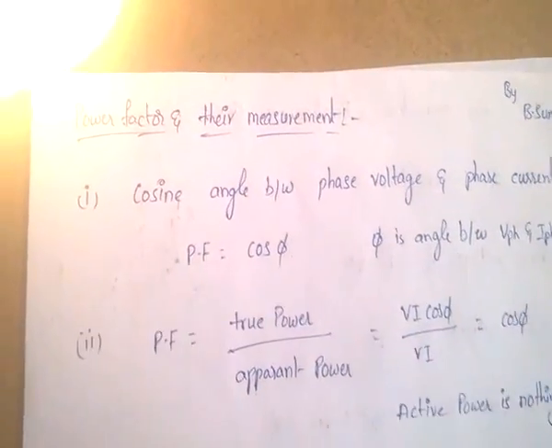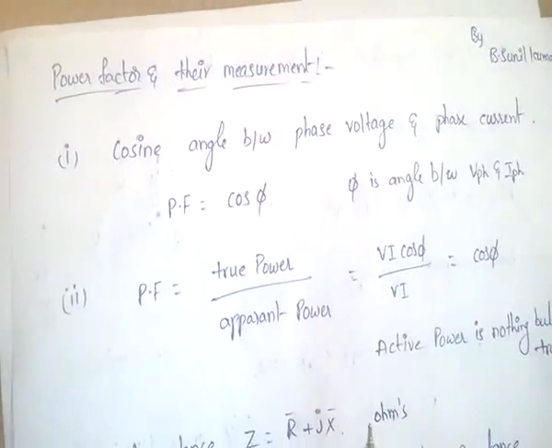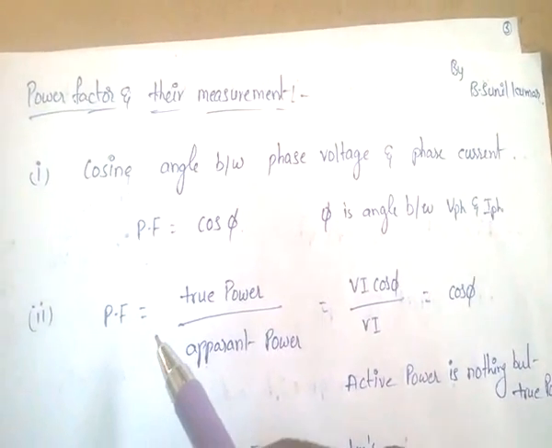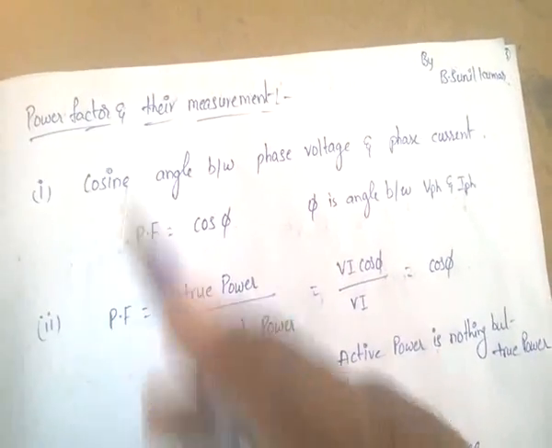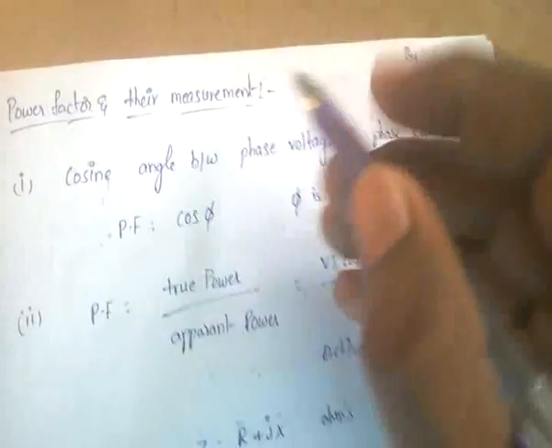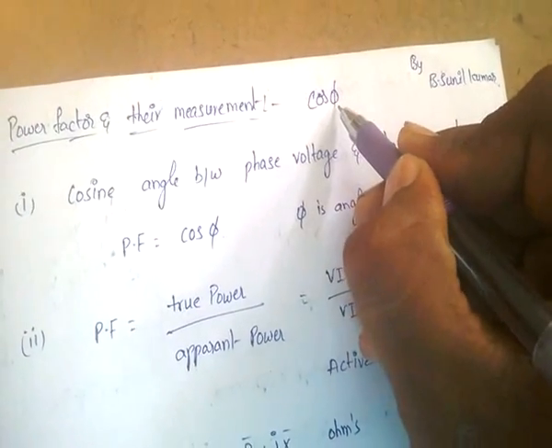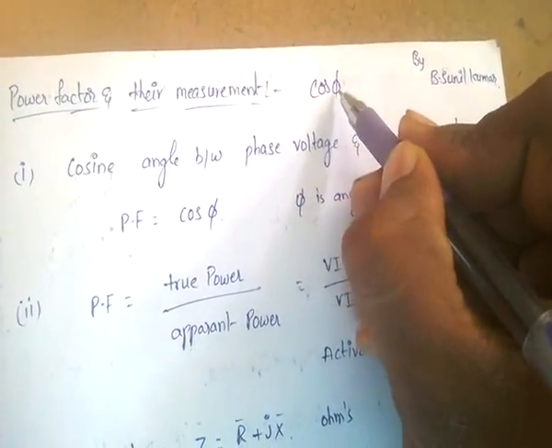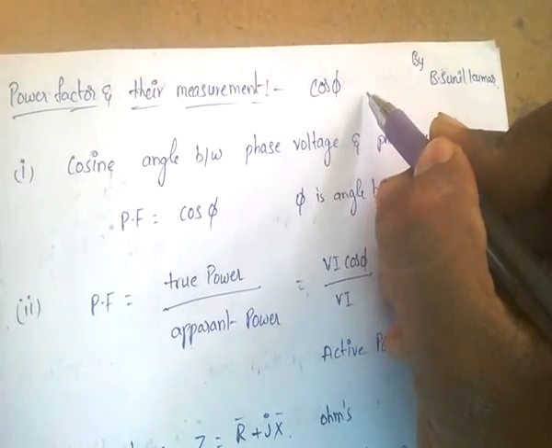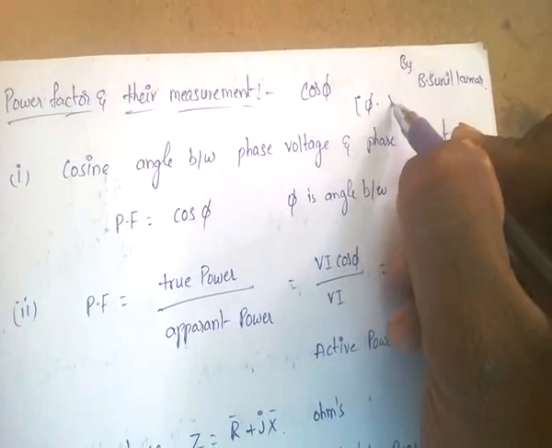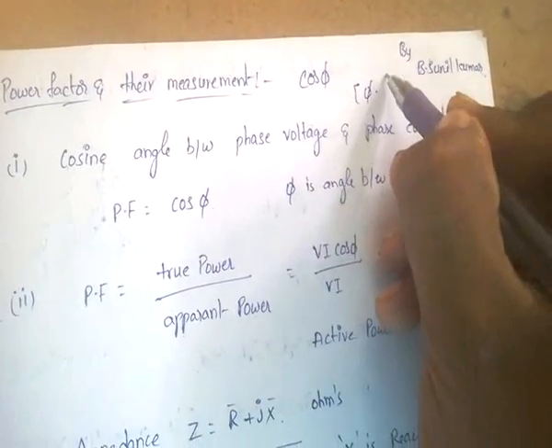Next topic, power factor and its measurement. What is a power factor? Power factor is nothing but cos phi. I already said what phi is: the angle between voltage and current.